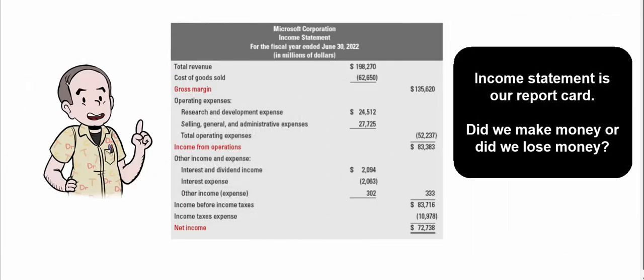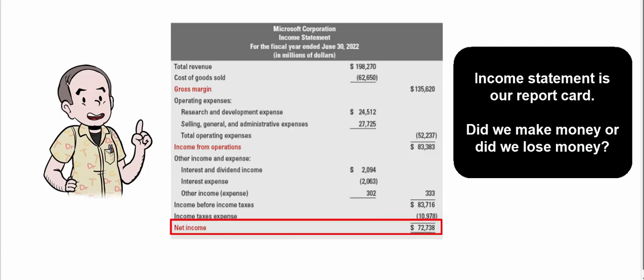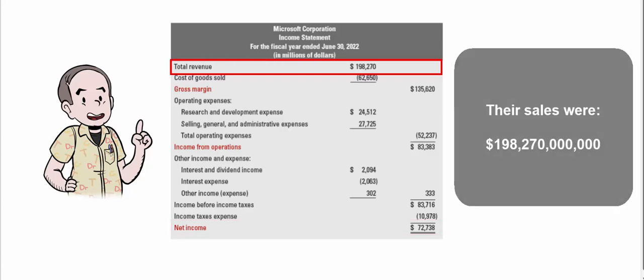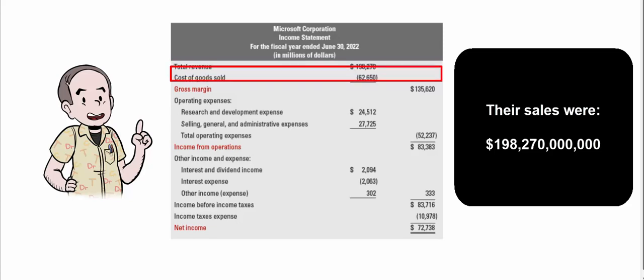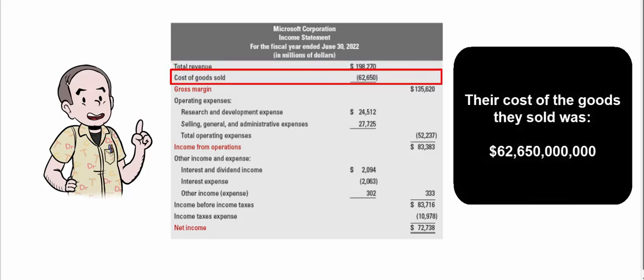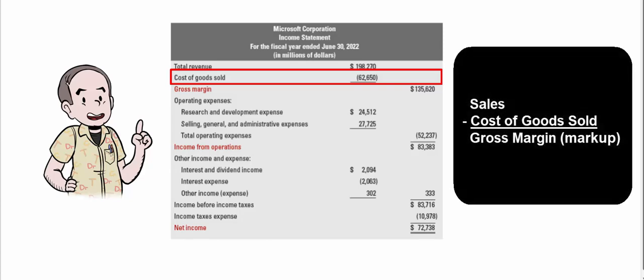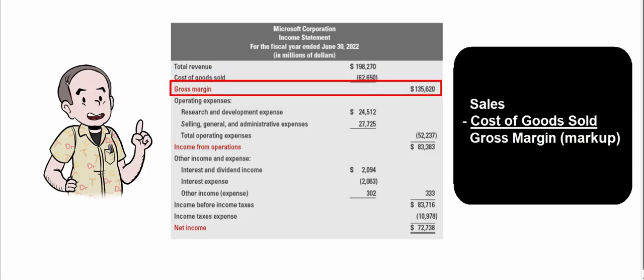The income statement is our report card. Did we make money or did we lose money? Microsoft, for the year ended June 30th, 2022, made money. They made $72 billion. They had total revenue, which means sales, of $198 billion, and they had the cost of the goods that they sold. In other words, they either bought these things or they made these things that they sold, and the cost of those goods sold is 62,650 million. You subtract sales minus cost of goods sold and that gives you gross margin.